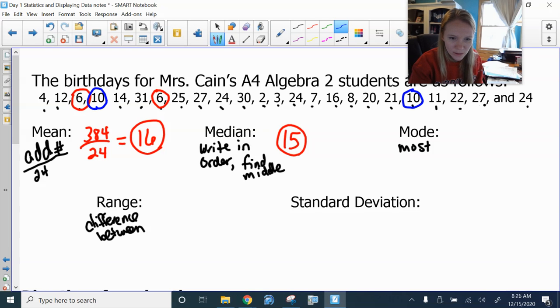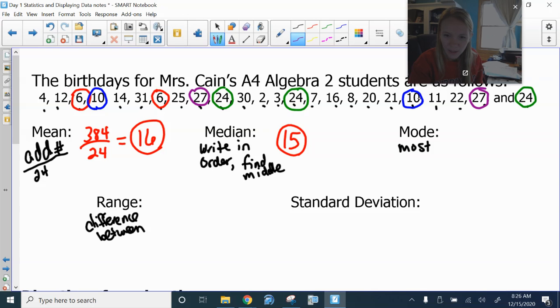12, 14, 31, 25, 27, 24. Trying to see if I see anything. Oh, there's a 24. There's a 24. Oh, and there's a 24. So that number comes up more often than anything else, because I see a 27 again, and there's a 27, but there's only 2 of them. So I'm looking for the one that occurs the most, and it appears that 24 occurs the most.